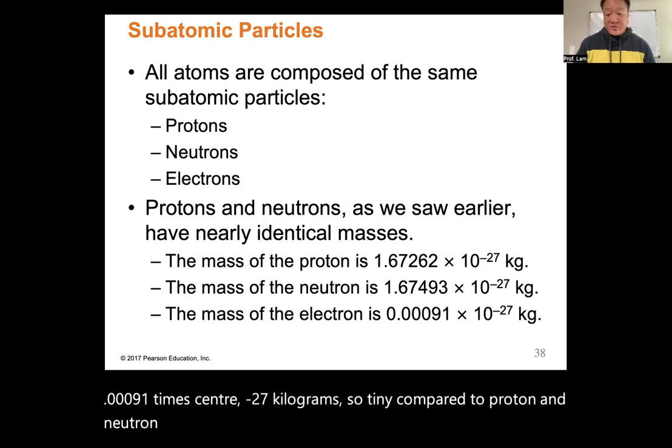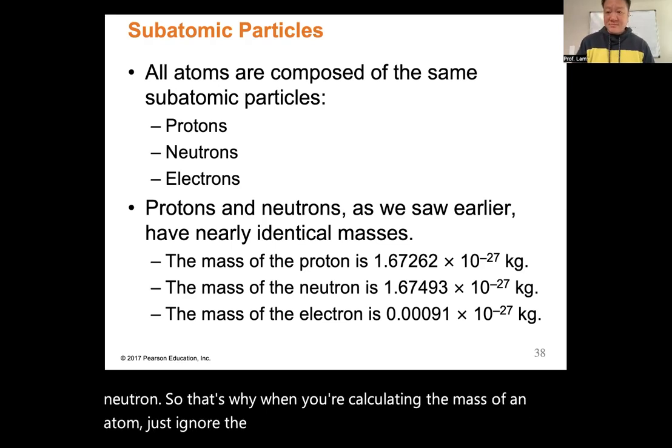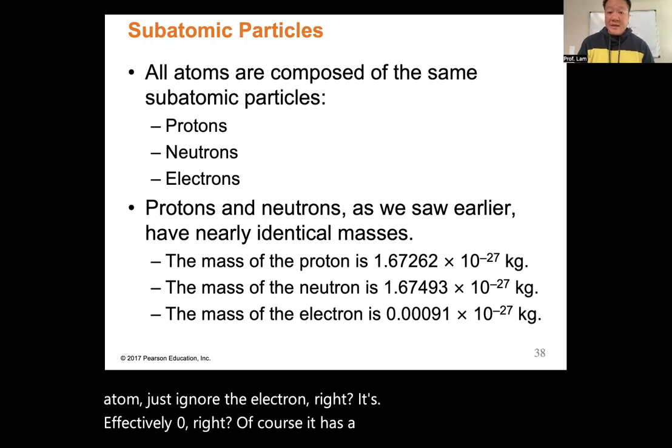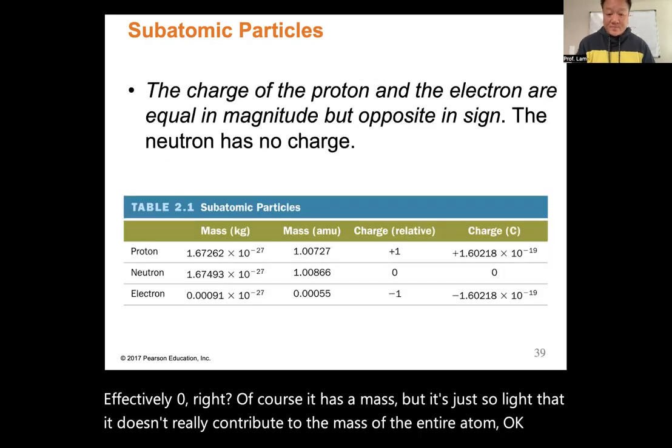So that's why when you're calculating the mass of an atom, just ignore the electron, right? It's effectively zero, right? Of course, it has a mass, but it's just so light that it doesn't really contribute to the mass of the entire atom, okay? So we can just ignore it.